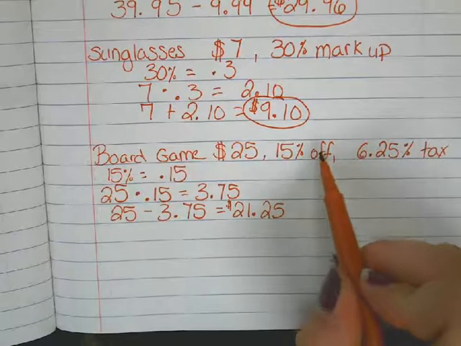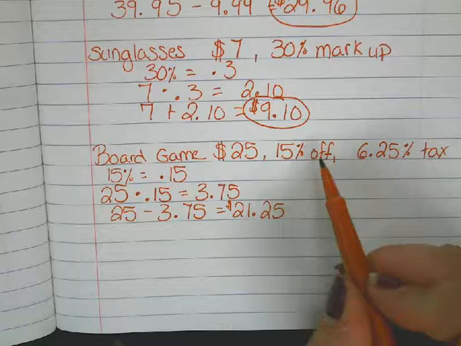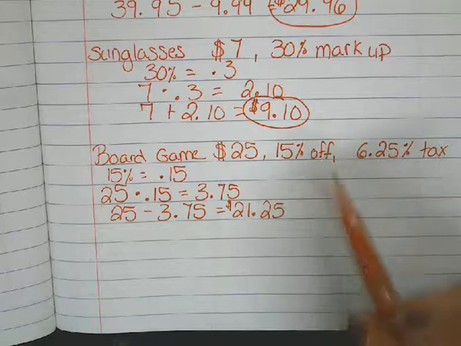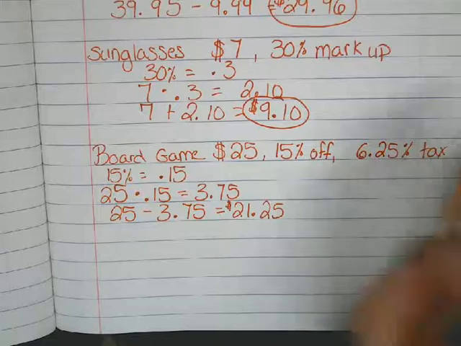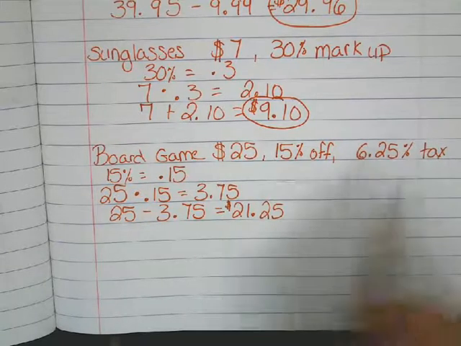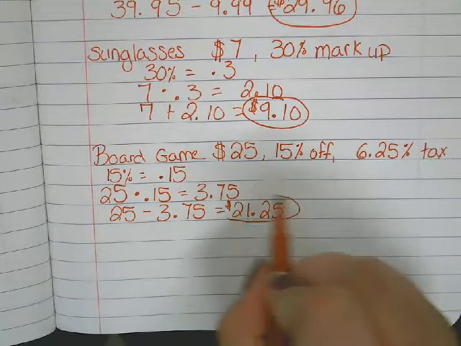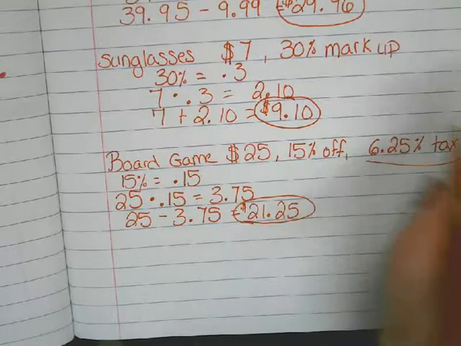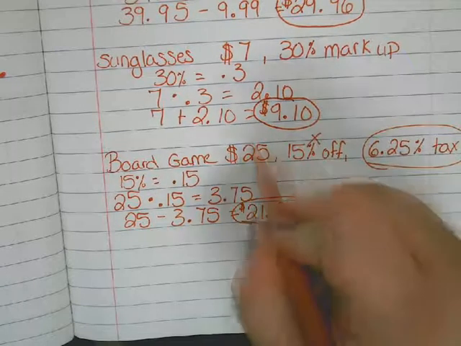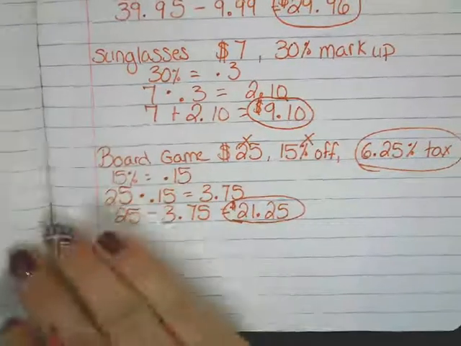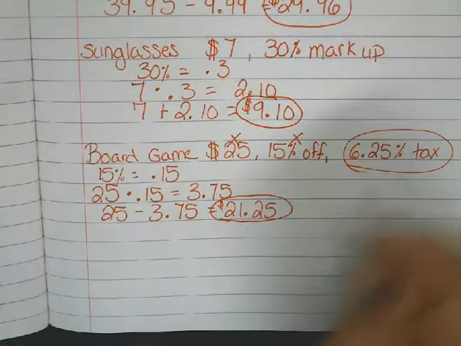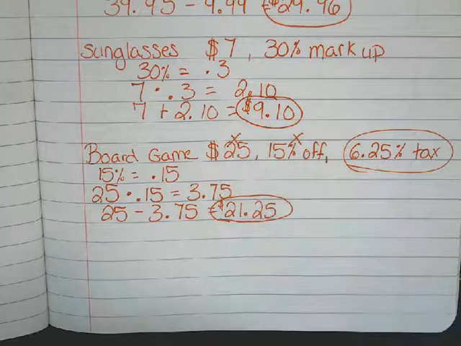So now I'm redoing this problem, but now I'm using 6.25% tax. So I'm taking this number and this number. These two I've already used, so I'm going to kind of put an X over them so I know I'm not using those anymore. Okay, I'm using the two circled ones. Because when you have a percentage off or a markup and tax, you're doing two separate problems.